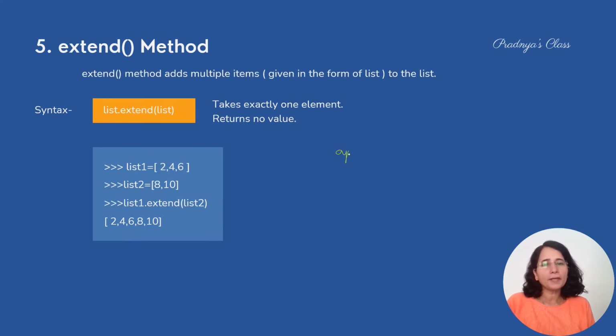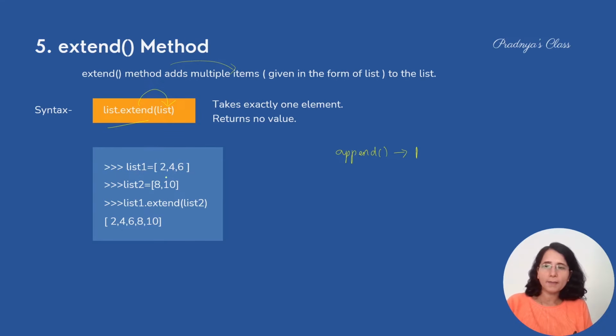We studied append method to add an element to the list, but you can add only one element at a time. But what if I want to add multiple elements to the list? Then we can use the extend method. Extend method adds multiple items to the list. So in the extend method we pass another list.